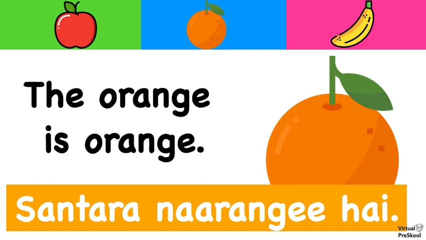So this is something that's unique in Hindi compared to English. In English, we just have one word for orange, right? The color and the fruit. We call them both orange. But in Hindi, we have two separate words. In Hindi, the fruit is santara and the color is narangi. So the sentence would be Santara narangi hai.